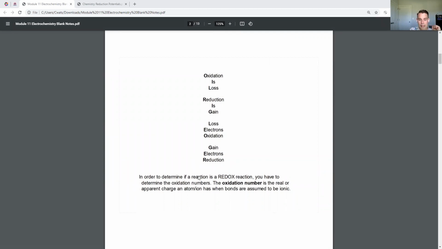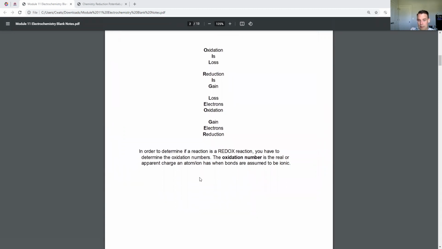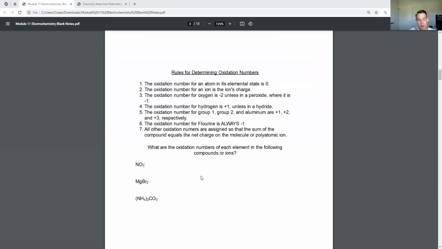In order to determine if a reaction is a redox reaction, you have to determine the oxidation numbers. The oxidation number is the real or apparent charge an atom or ion has when bonds are assumed to be ionic. There are rules for determining the oxidation numbers. Pause the video here. Make sure you have these written down because you're going to need them.